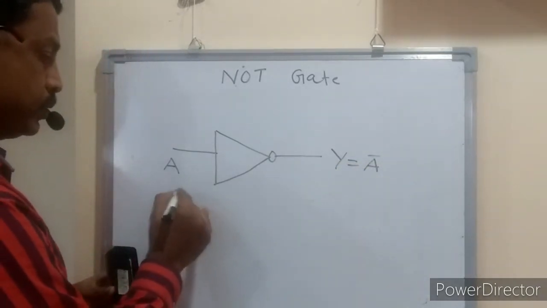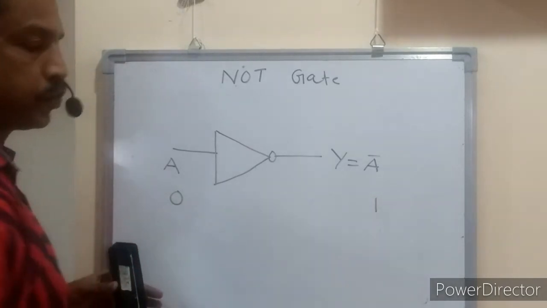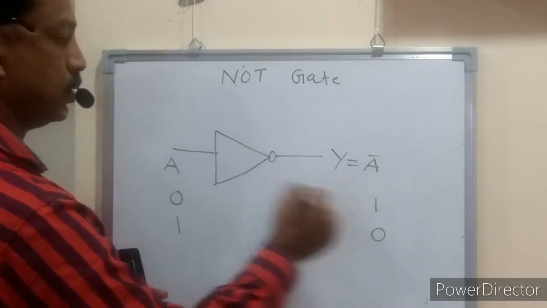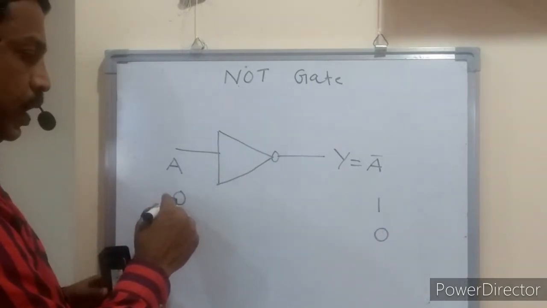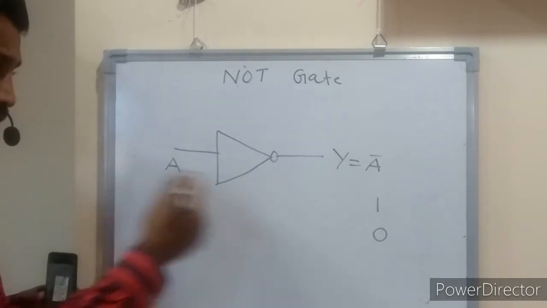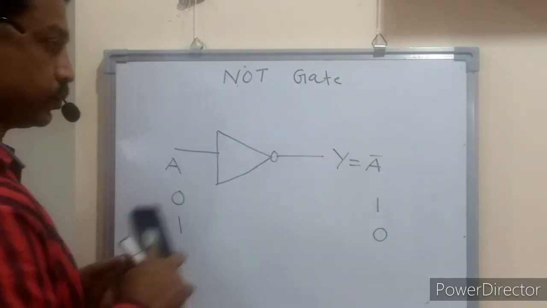If A equal to 0, then the output is 1. If A is 1, the output is 0. So whatever is at the input, its opposite you will get at the output. So this is the NOT gate.